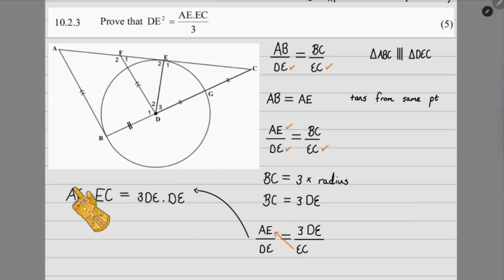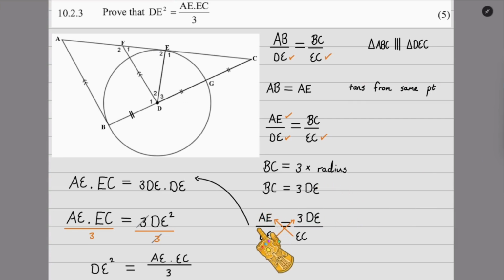And now once we've cross multiplied, we've got to make this look like this. So it's quite easy to do that. DE times DE is DE squared. And then I just divide both sides by 3 and then I've arrived at the finish line. And at the same time, after I divide both sides by 3, I'm just going to switch the sides so it resembles that format.